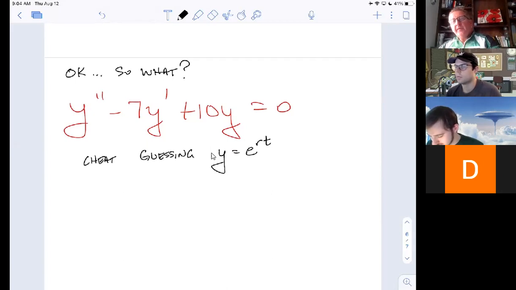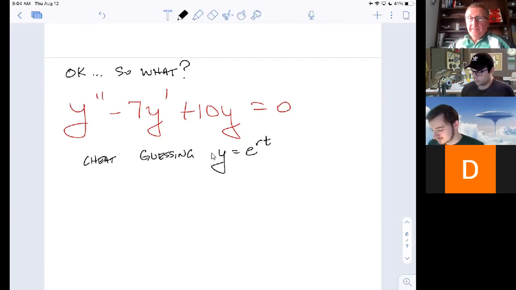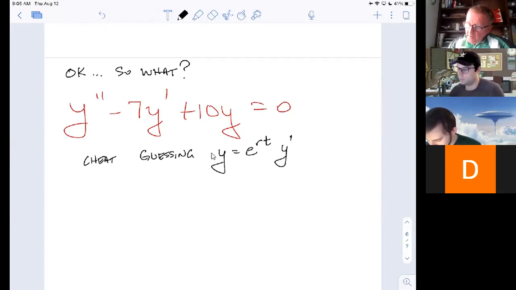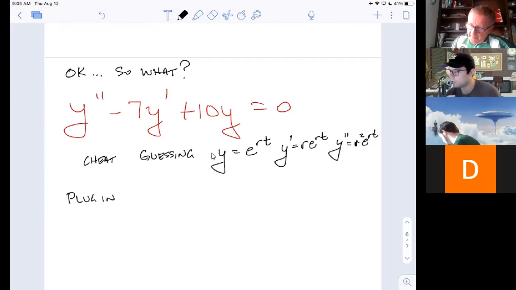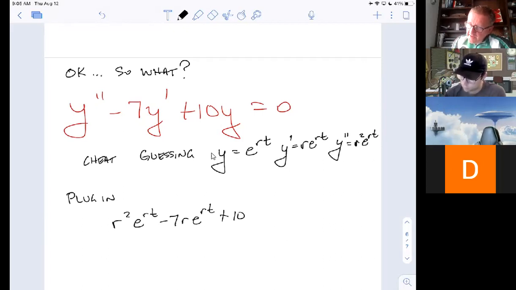And so you may remember, and I'll quickly rebuild this from the start. We lamely guessed, again, that's one of the advantages of Laplace transforms, we don't have to guess. So we guessed this answer as being possible, and then we plugged it in. We need y prime and y double prime. So y prime would be r e to the rt. Y double prime would be r squared e to the rt, as you know. And so if I plug that in, I get r squared e to the rt minus 7r e to the rt plus 10 e to the rt equals 0.